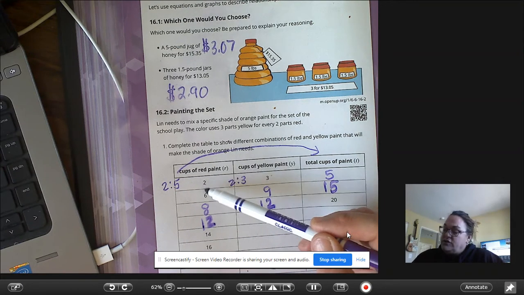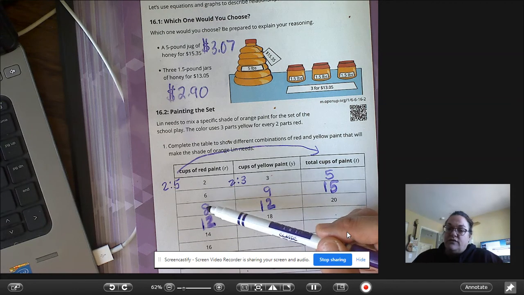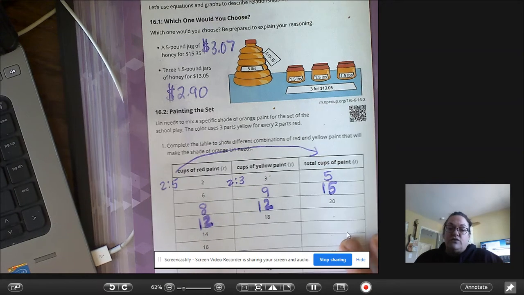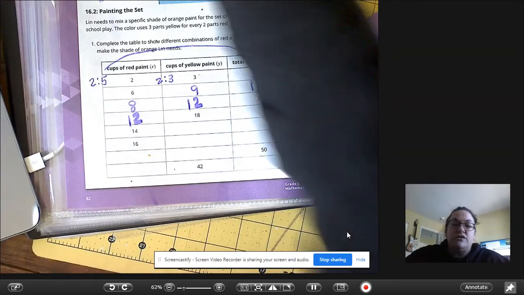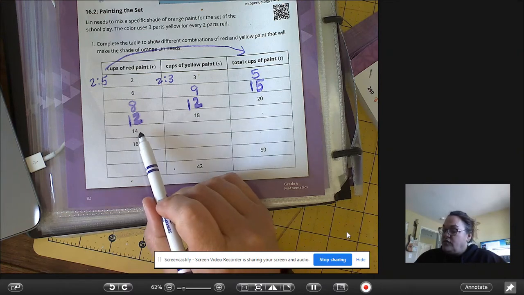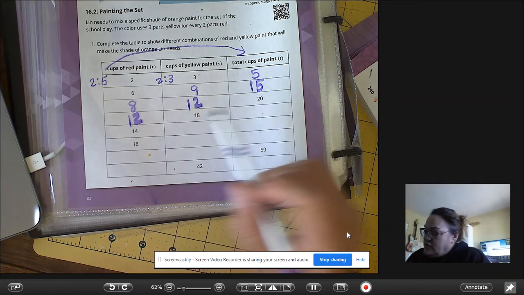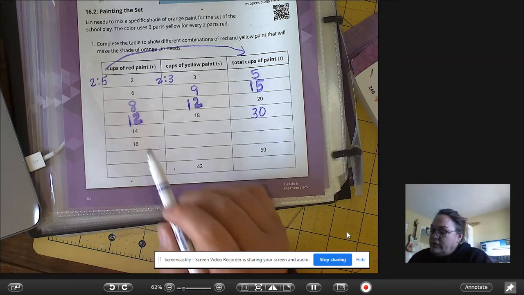So they don't do 4, and they go to 6. So it's not every 2, they're skipping around here, and tables can do that. So don't rely on it and just go, oh, they're counting by 2s. I'm just going to jump up by 2s, because that's not the case here. So 14, so we have 18 plus 12, which is 30 for total amounts of paint.